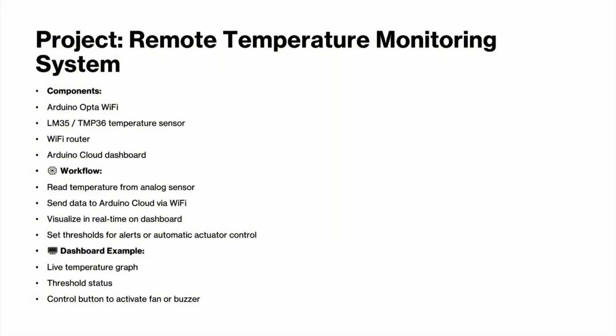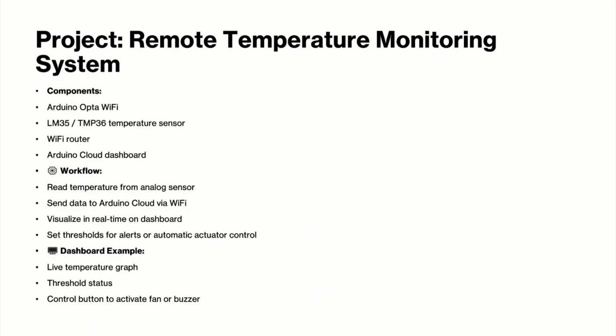Let's have a look at a practical example. A remote temperature monitoring system using Arduino OPTA. In this project, we connect a temperature sensor like LM35 or TMP36 to one of OPTA's input pins to measure room temperature continuously. The OPTA reads this data at regular intervals and processes it locally so that crucial actions do not depend on cloud connectivity.